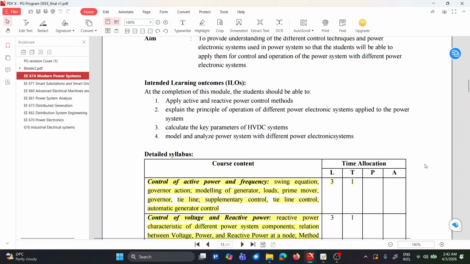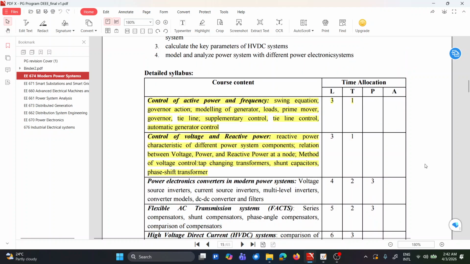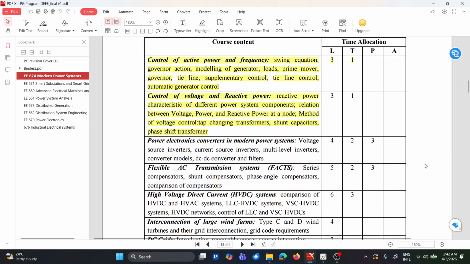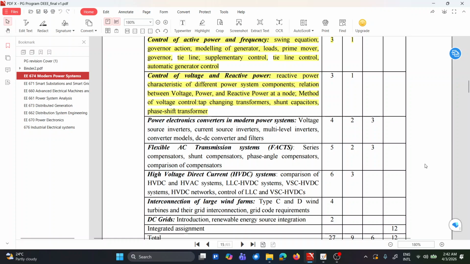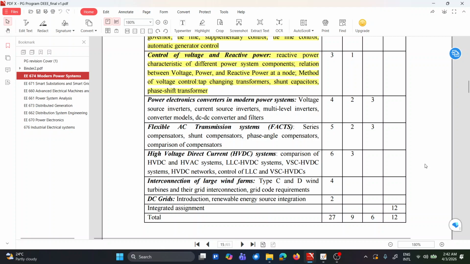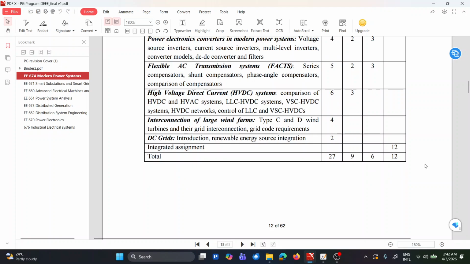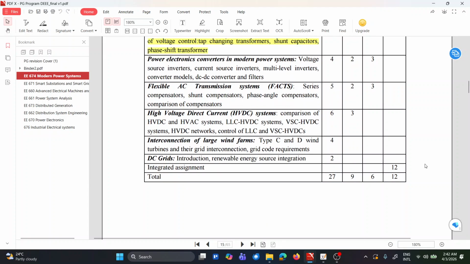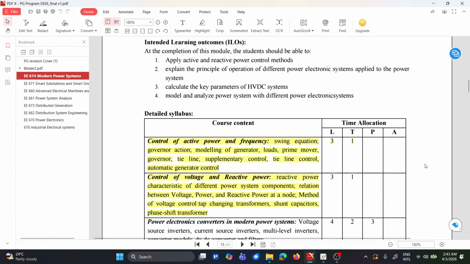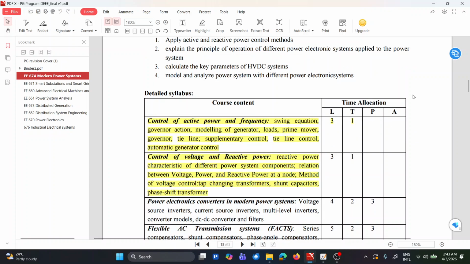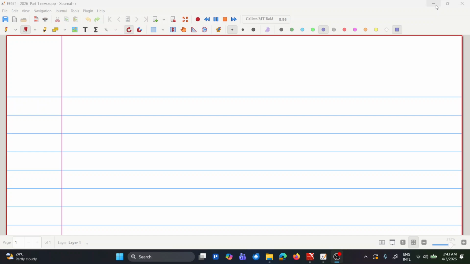So in this course, we will talk about the control of active power and frequency, control of voltage and reactive power, the power electronic converters in modern power systems, flexible AC transmission systems, high voltage direct current or the HVDC systems, and the interconnection of large wind farms, and finally the introduction to the DC grids. I will focus on the first two sections: the control of active power and frequency, and the control of voltage and reactive power.